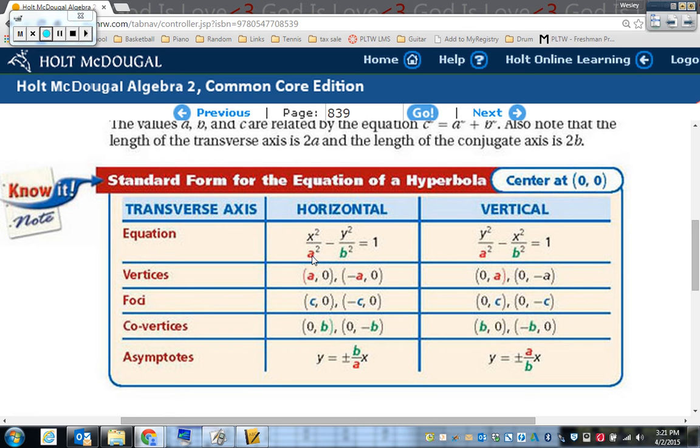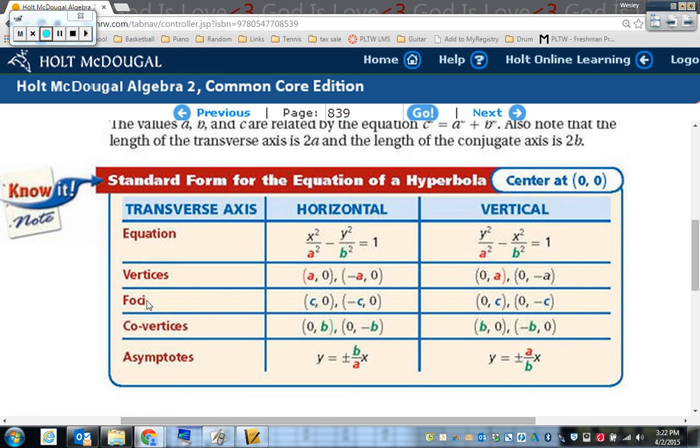So my a is always going to be the denominator of the first term, b is going to be the denominator of the second term, and I can determine whether it's vertical or horizontal by which variable comes first. If the x comes first, it's horizontal. If the y comes first, it's vertical.